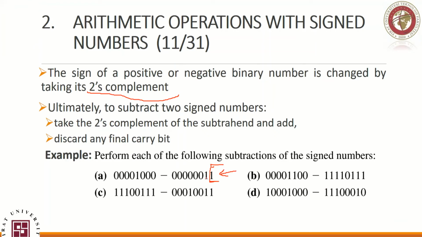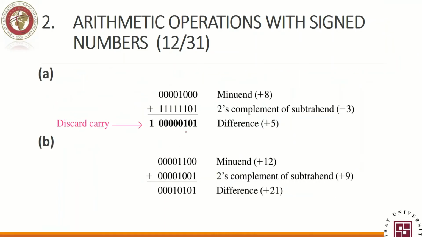Convert those, each 1 to 0 and each 0 to 1. That's exactly it. Sum them up. Add. Just normal addition of binary numbers. 0 plus 1, that's 1. 0 plus 0, 0. 0 plus 1 is 1. 1 plus 1 is 0 with 1 carry. Then keep on moving and we will have a discarded carry after all.